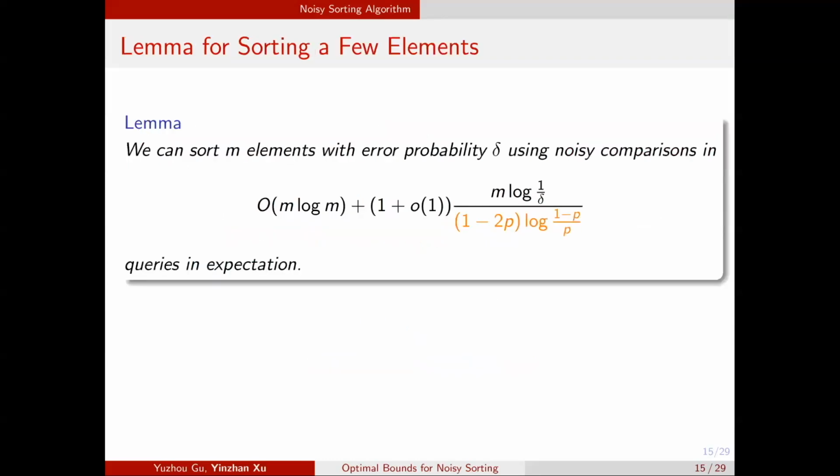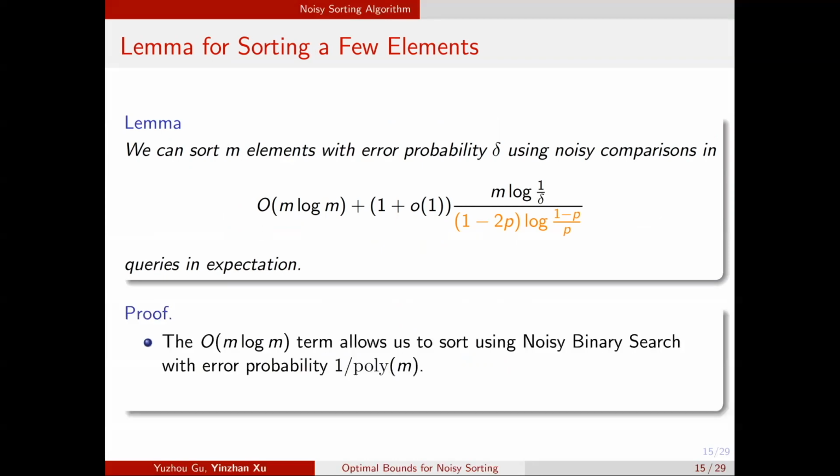Okay. The next step is to sort each of the sublists, and to do that, we need a lemma for sorting a few elements. We show that we can sort m elements with error probability delta using noisy comparisons in O(m log m) plus (1 plus little o(1)) times m log(1 over delta) over ((1 minus 2p) times log((1 minus p) over p)) queries in expectation.